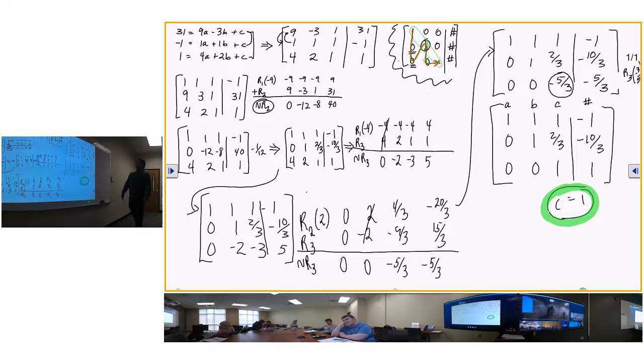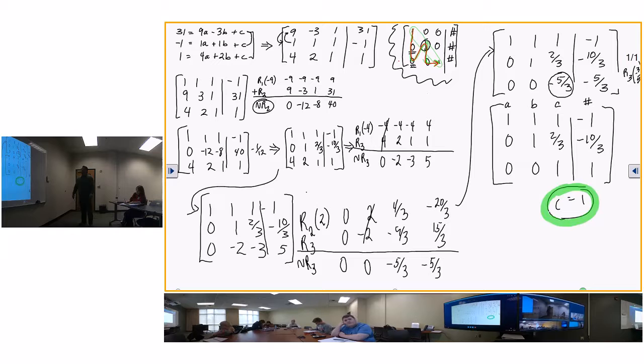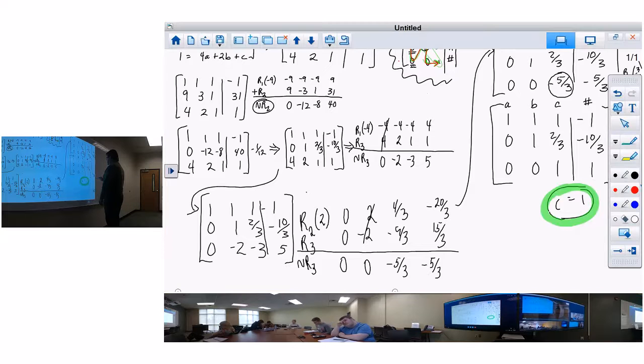Now we're going to continue because I want to find out what B and A are equal to. So I'm going to make this smaller again.